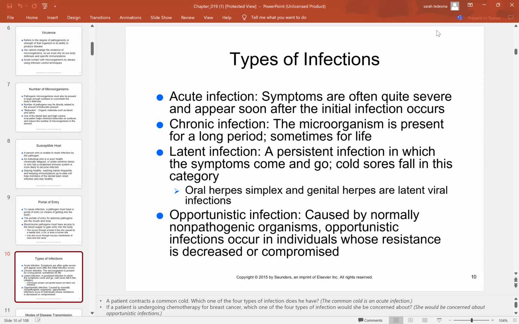Types of infection. Acute infection: symptoms are often quite severe and appear soon after initial infection occurs. Chronic infection: the microorganism is present for a long period, sometimes for life. Latent infection: a persistent infection in which the symptoms come and go, as in cold sores. An opportunistic infection is caused by normally non-pathogenic organisms. Opportunistic infections occur in individuals whose resistance is decreased or compromised.